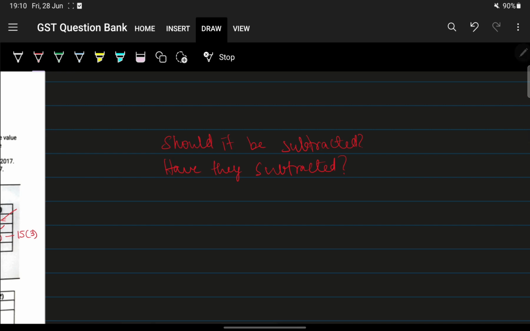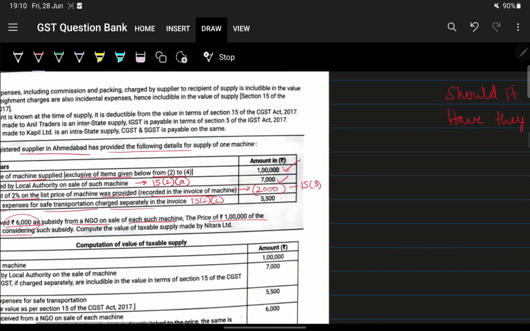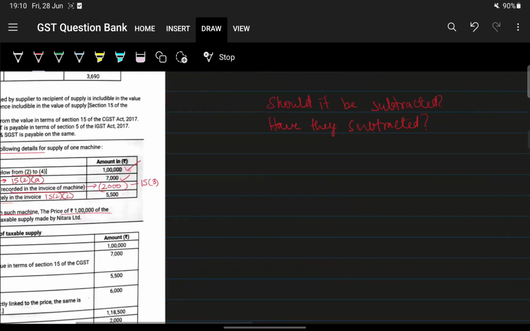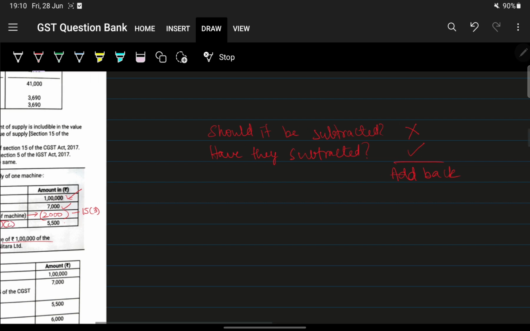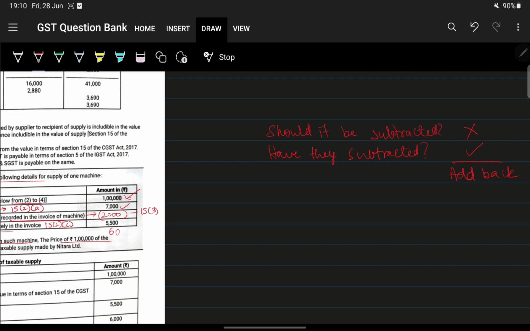It is from a non-government entity, and whether it is price linked or not doesn't matter. If it is from a non-government entity, then it is not eligible. Meaning, should it be subtracted? No. Have they subtracted? Yes. What do we do? Add back. Meaning take out the effect of them removing it. So again you'll have to add 6,000 more over here.